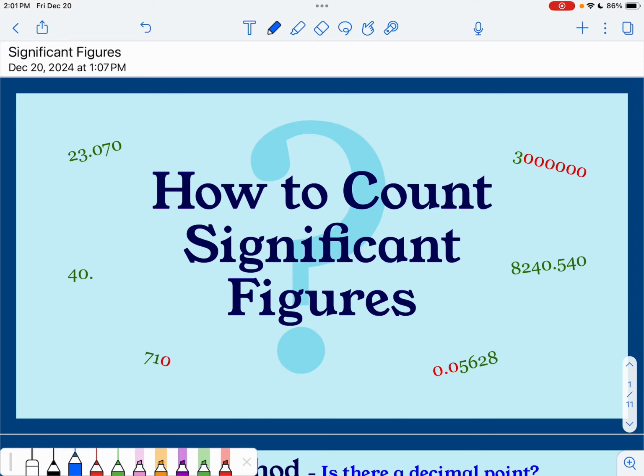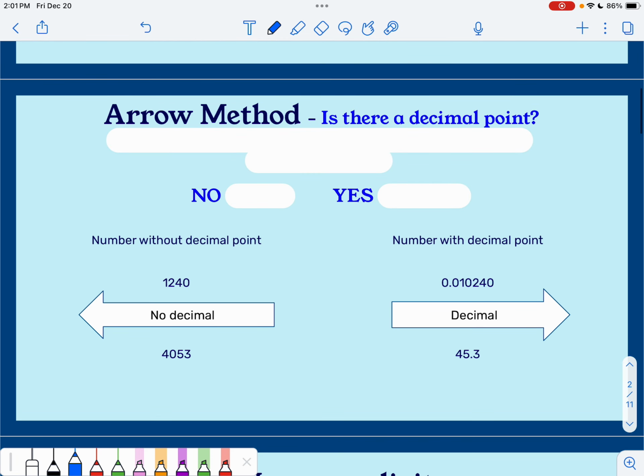Today we will be discussing how to count significant figures. So, how I learned how to count significant figures and how I think is easiest is with the arrow method. The arrow method is super simple, super easy, super quick to learn.